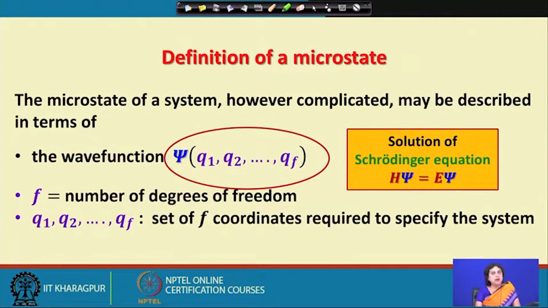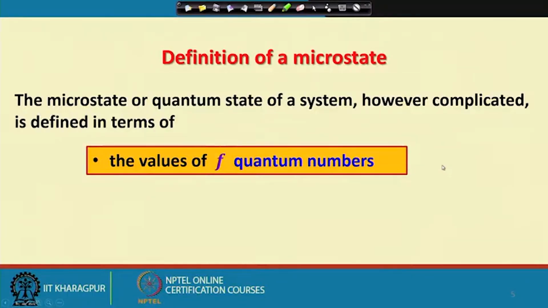So, we are going to look at the solutions of the Schrodinger equation for simple model systems and try and understand what these microscopic states are and how we can count the number of possible microscopic states. So, let us look at the renewed definition of the microstate.